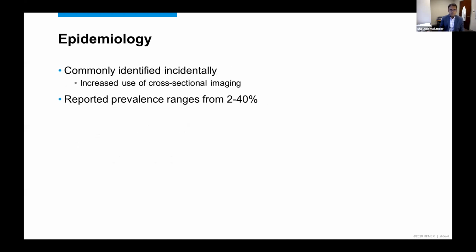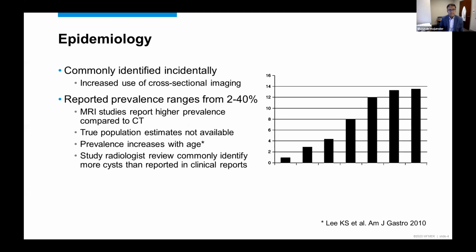So starting off with what we know about epidemiology. Pancreatic cystic lesions are commonly identified incidentally, so the patient does not have any symptoms. And a lot of investigators have attributed the increased use of cross-sectional imaging as a reason as to why we are seeing more and more of these lesions. If you look at the literature describing the prevalence, there are numbers ranging anywhere from 2 to 40%. The MRI studies report a higher prevalence compared to CT.